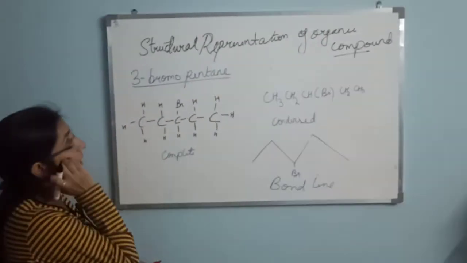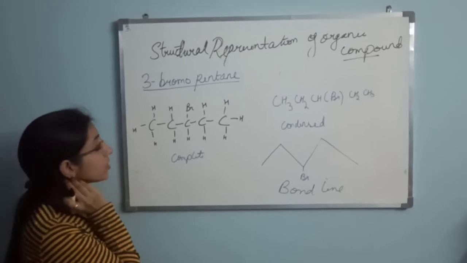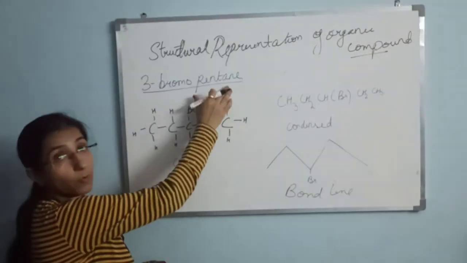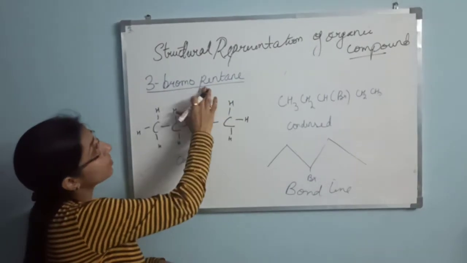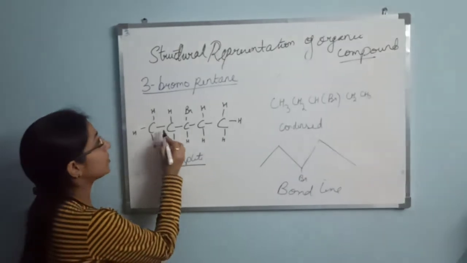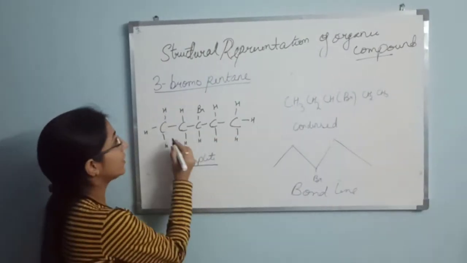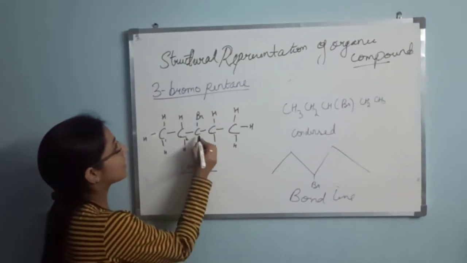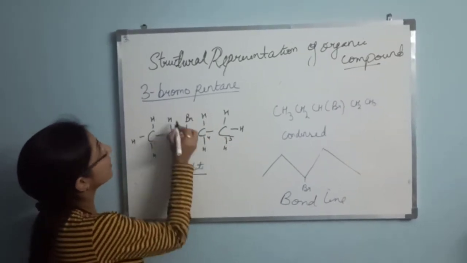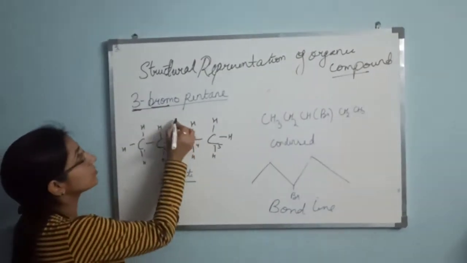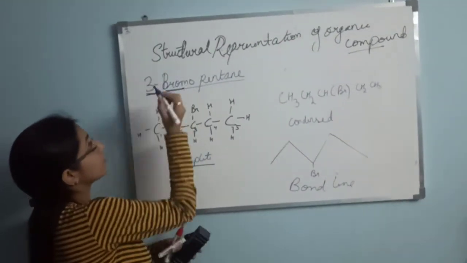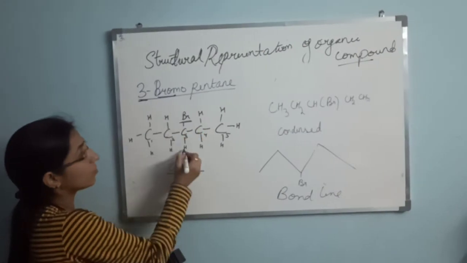So friends, I have already discussed what is complete structure, what is condensed and what is bond line. Here is an example of 3-bromopentane. Suppose I want to write 3-bromopentane. It forms a complete structure: 1, 2, 3, 4, 5 pentane, so first carbon, second carbon, third carbon, fourth carbon, fifth carbon. And in the third carbon we have what? Bromine. So this is bromine on the third carbon.